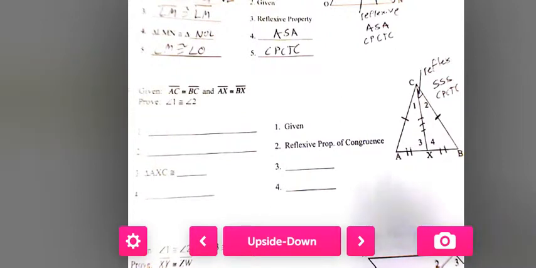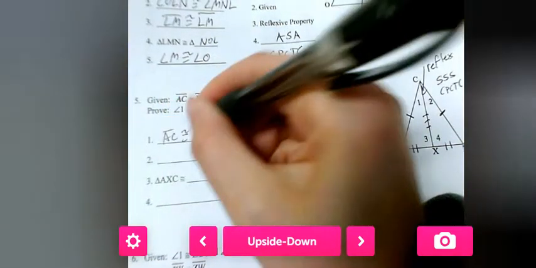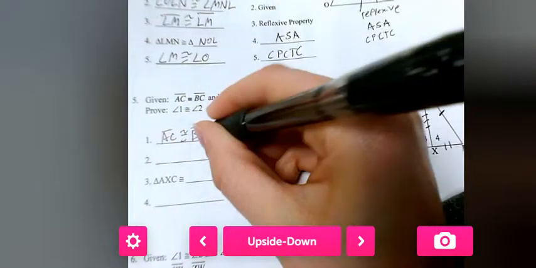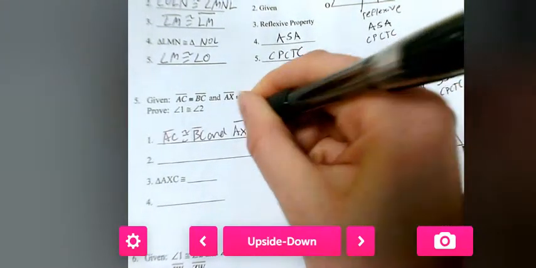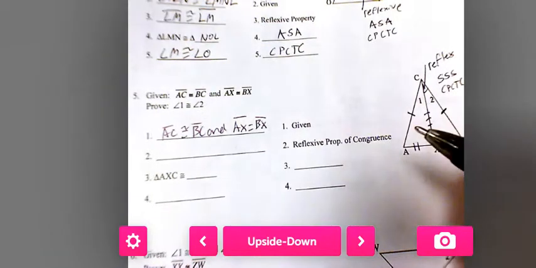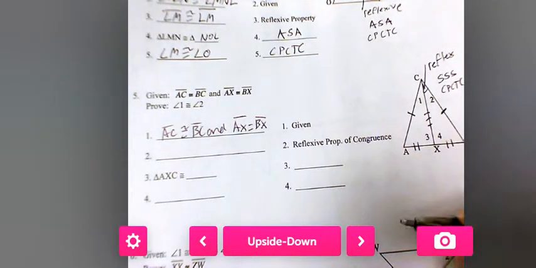So, let's start out with writing both of our givens down. AC is congruent to BC, and AX is congruent to BX. You guys, the reason I can put them both on the same line for given is because they're congruent. They both are showing something's congruent. Neither one of these say like the midpoint or alternate interior angles, something or other, right? Like they're saying that they're congruent.